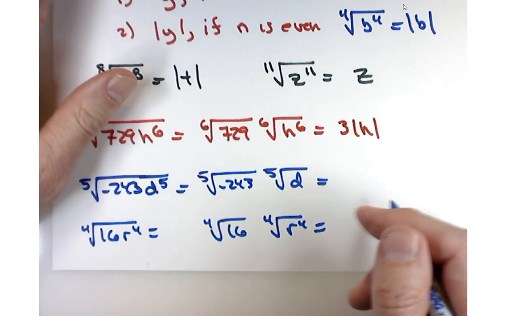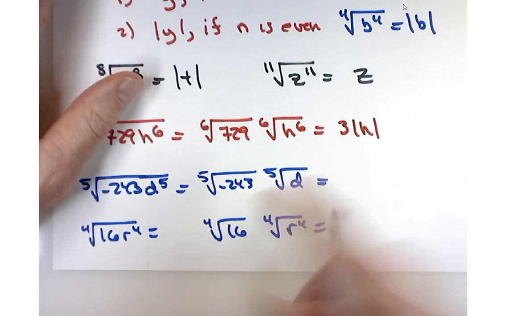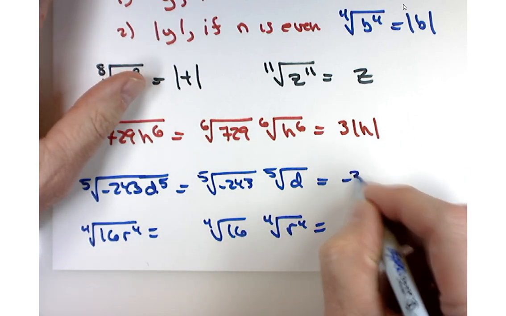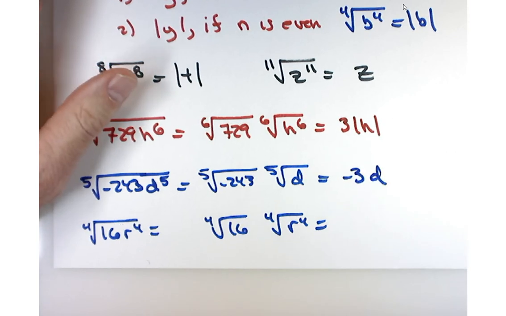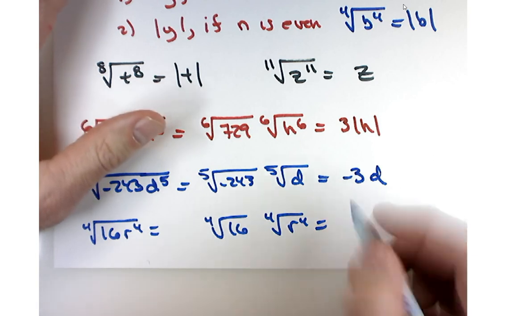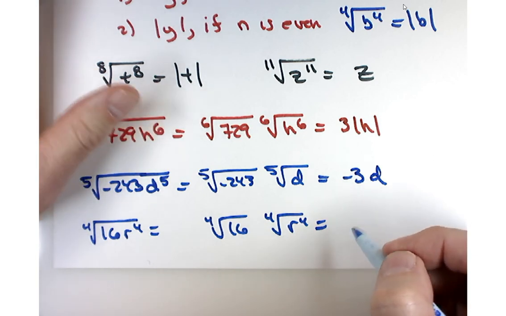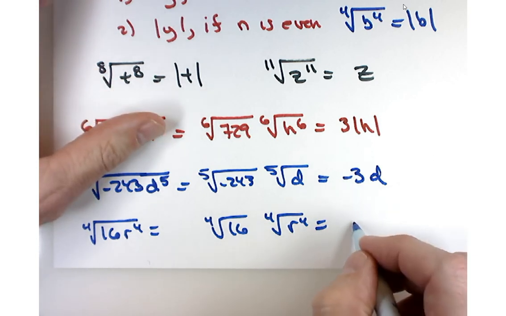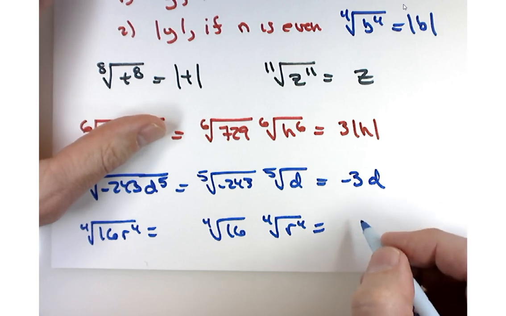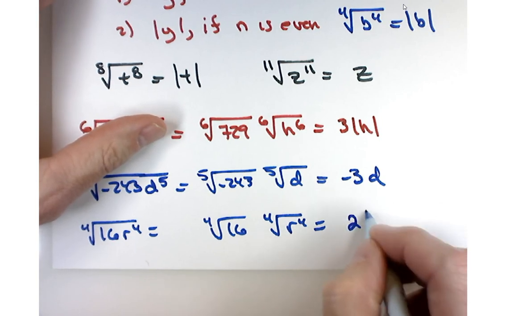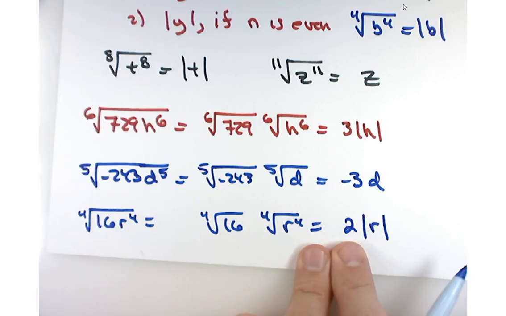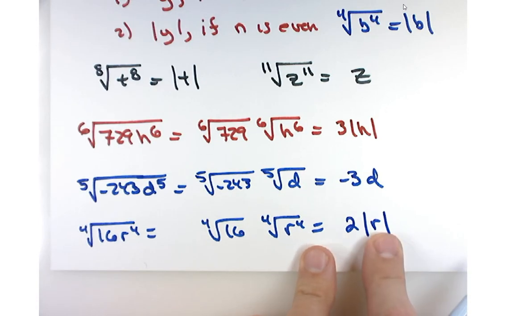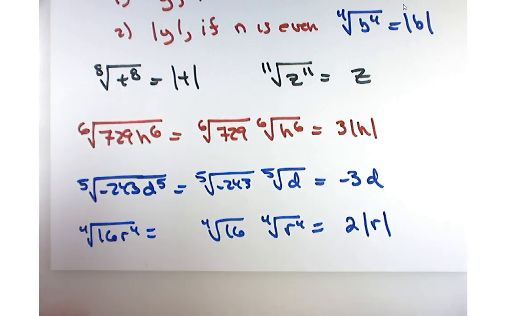Let's see. What's the 5th root of negative 243? Negative 3. Do I need the absolute value around the d? No. Nice. How about the next one? What's the answer on that one? 2 and then absolute value r. 2 times the absolute value of r. Notice I don't have the absolute value around the 2. I don't need it around the 2, just around the r, please. But looking great.